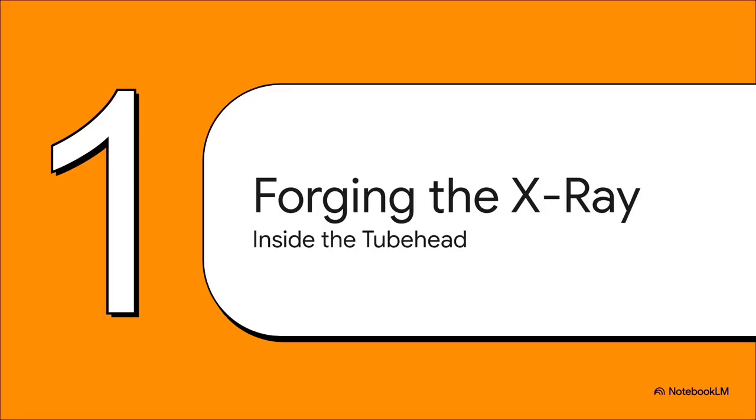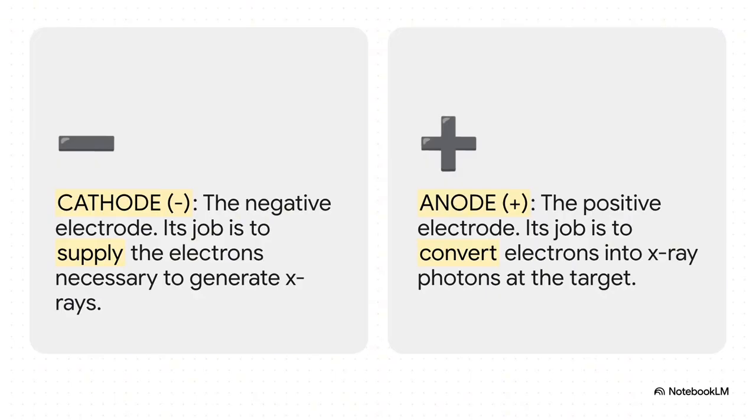Okay, so to get how the picture works, we first need to understand the flash that takes it. And for that, we've got to go inside the machine itself, inside the tube head. You can basically think of it as a super specialized photon gun. So, inside this glass vacuum tube, you've got two key players.